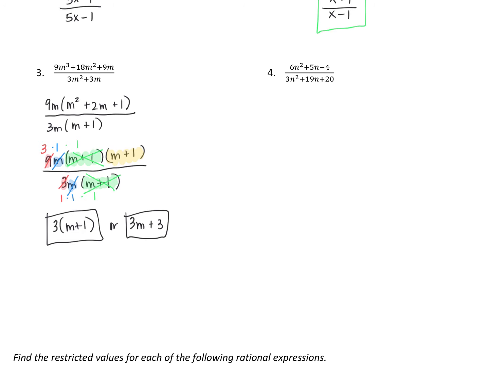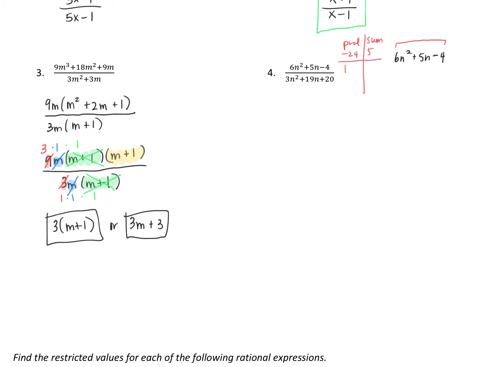All right, let's look at number 4. So number 4, we want to try to factor. There's not a greatest common factor in the numerator, and there's also not a greatest common factor in the denominator. So I need to factor these. Notice that both of them are going to be the factor by grouping technique or the AC method. So let's see, 6n squared plus 5n minus 4. So we want to know what multiplies to get negative 24 and adds to get 5.